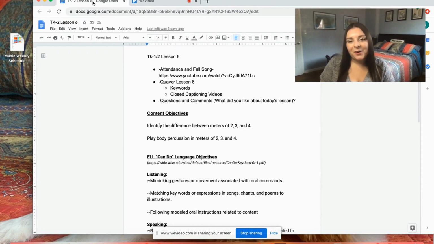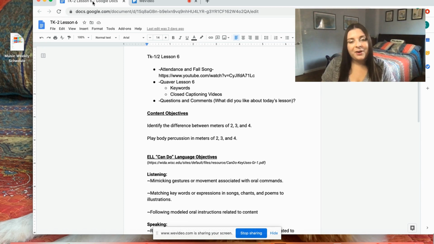Today, we are going to be doing Quaver Lesson 6. We'll be doing some questions and comments. And within the lesson, we're going to be focusing on objectives. So today's objective for the Quaver lesson is we are going to be identifying the difference between meters of 2, 3, and 4. So we've learned all three of these already.